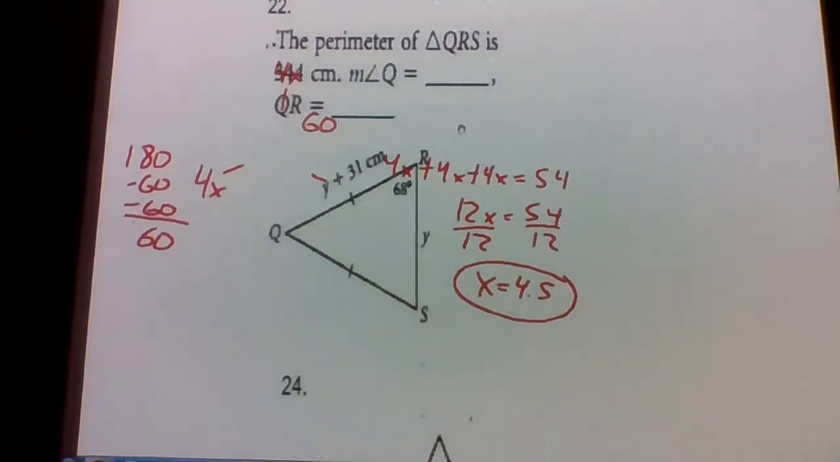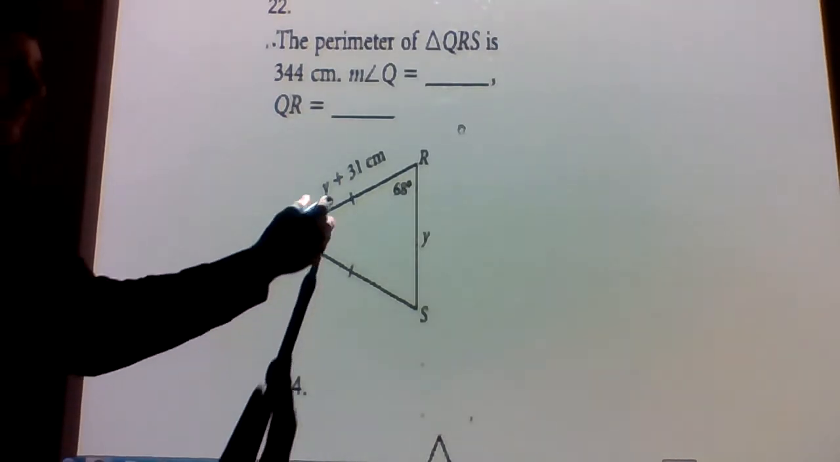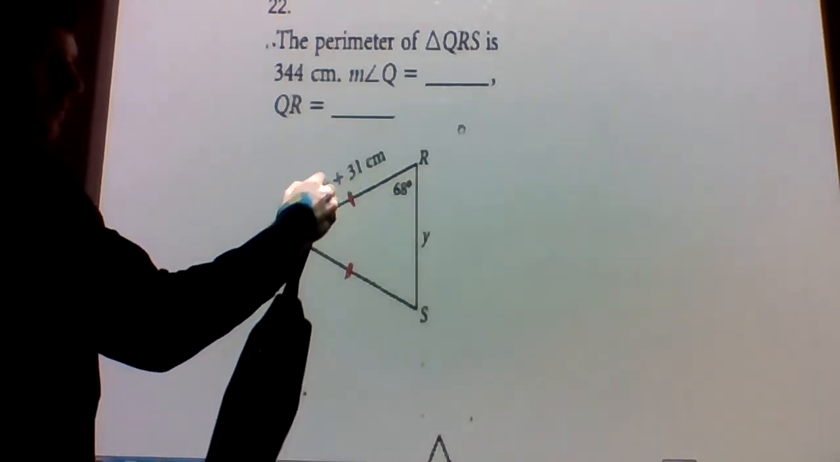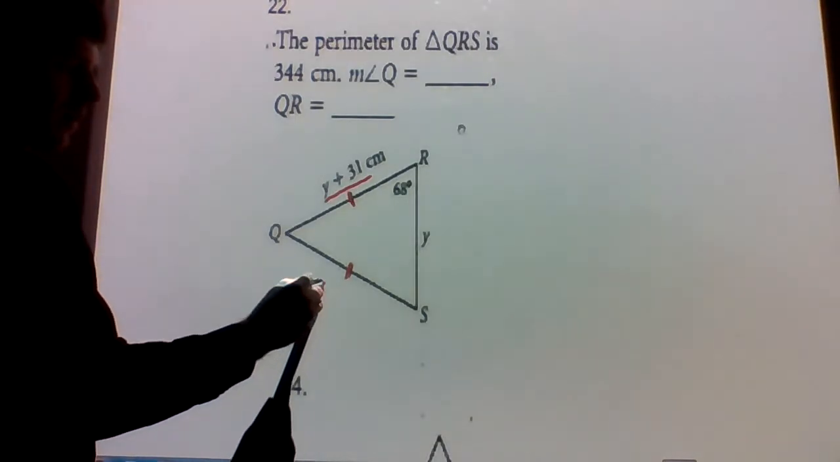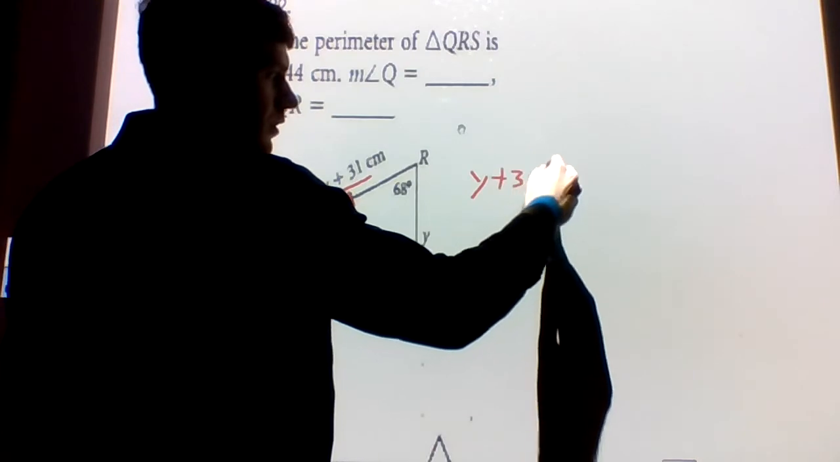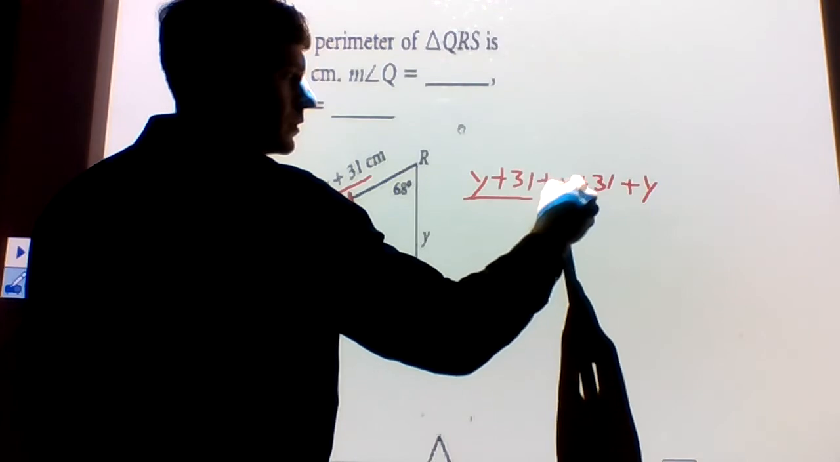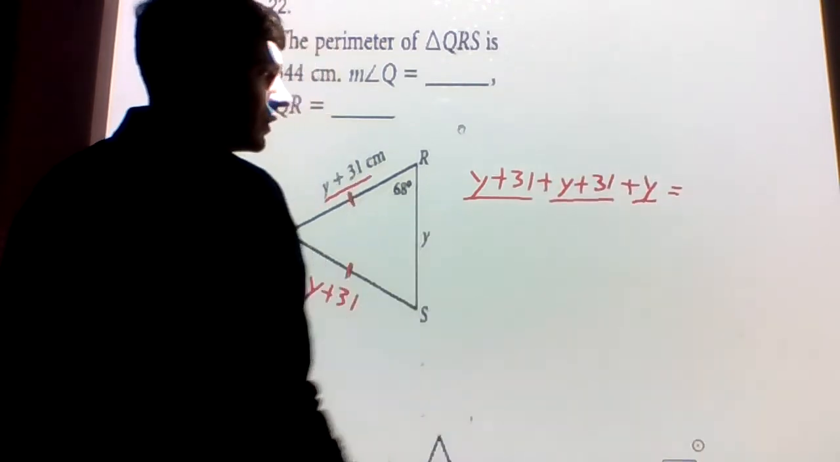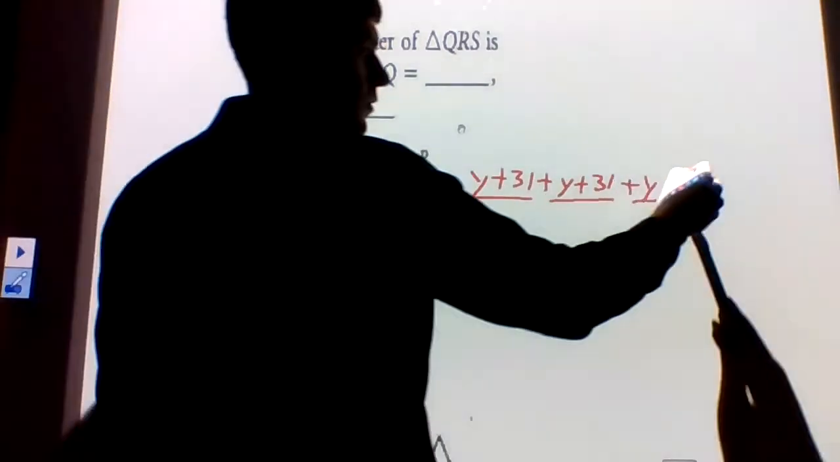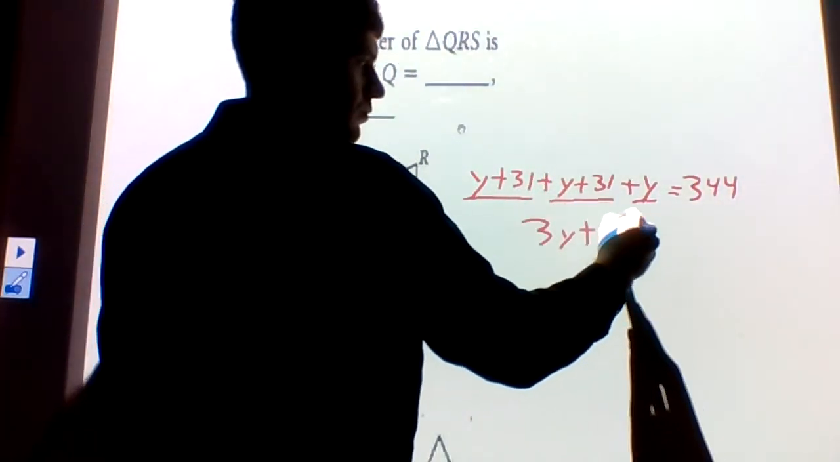Okay, the next one over says the perimeter of triangle QRS is 344. Okay. We have isosceles triangle, and so we have these sides congruent. So since this is y plus 31, this one is also y plus 31. So our three sides are y plus 31 plus y plus 31 plus y, right? We got three sides here. And the three sides add together to 344. Combine like terms, so we have 3y plus 62.